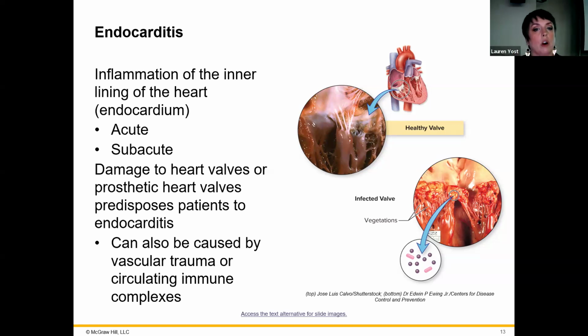What happens in endocarditis is we have damage to the heart valves. If you have damage to heart valves, either you might have a fake valve, or you might have had surgery in your heart, or you might have just heart disease in general, that can predispose you to infection in those areas, that damage. And the inflammation can be due to just an inflammatory response.